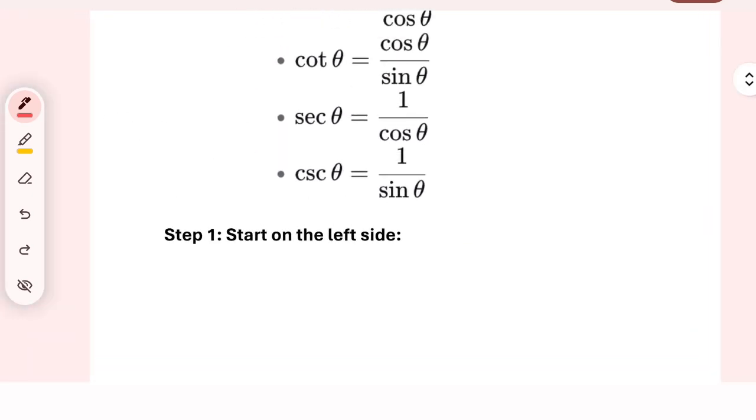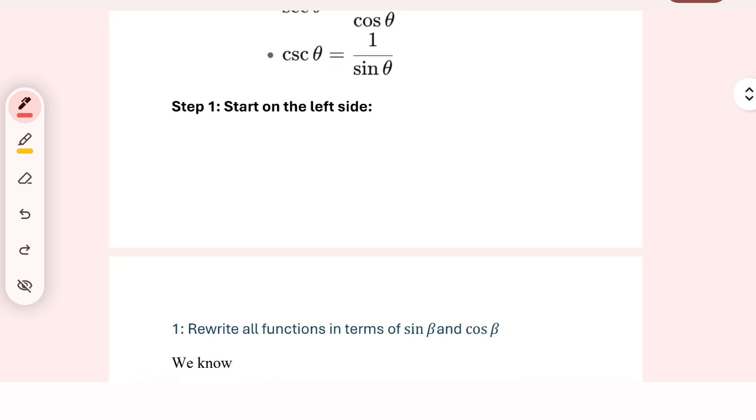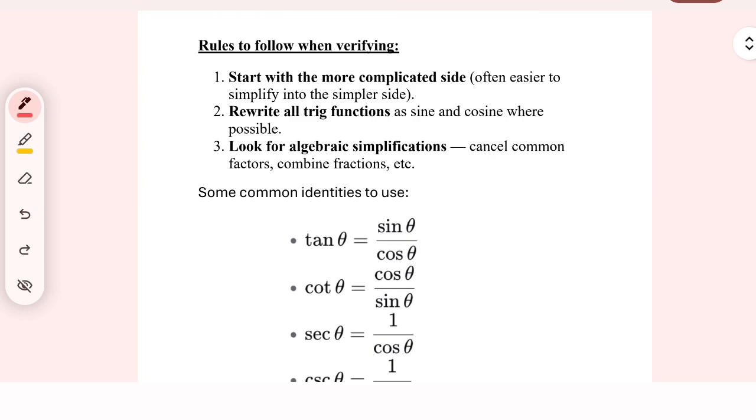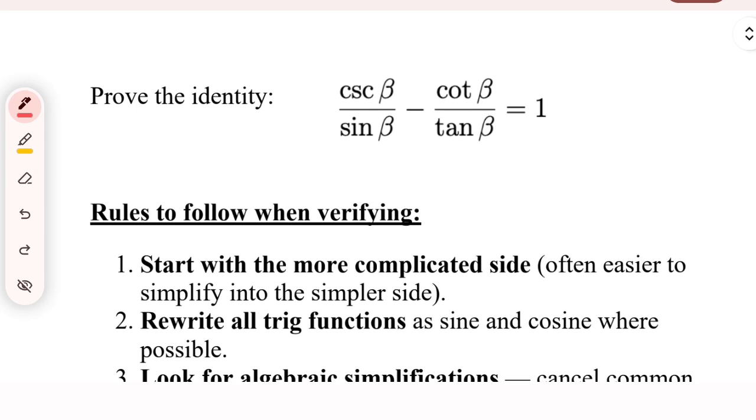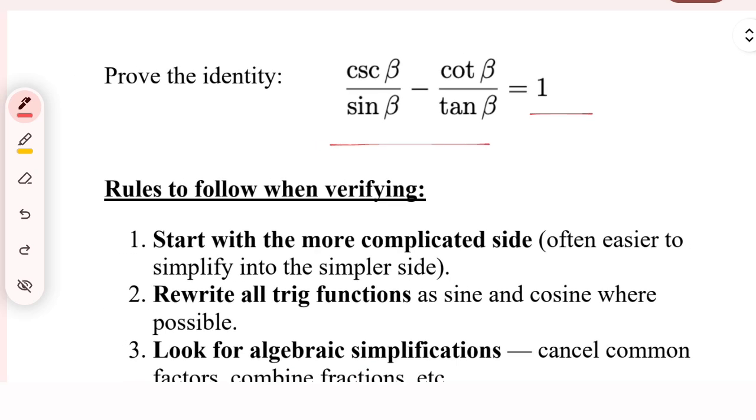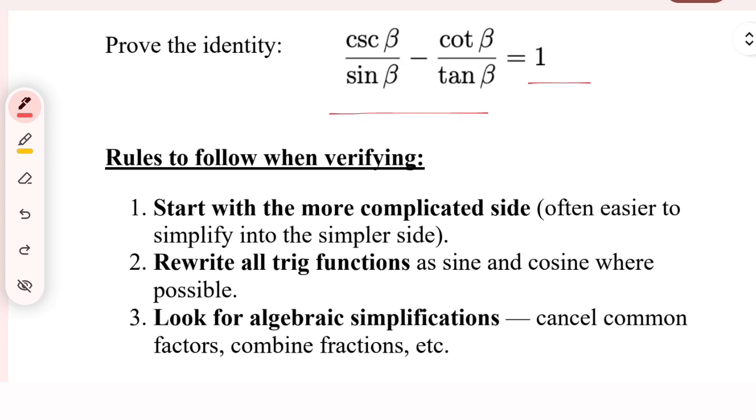Why did I pick the left side? Because the left side is actually the more complicated side. That is rule number 1. You need to pick a side, so start with the more complicated side. If we look at the identity, of course, we don't want to start on the right side because the right side is already 1. So we just pick the left side, and we need to prove that this left side is indeed equal to 1 on the right side.